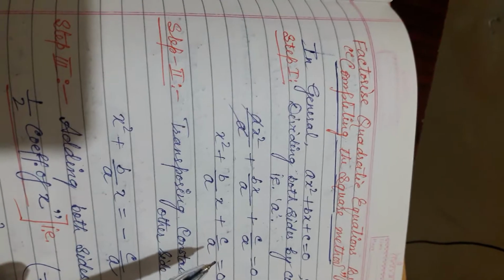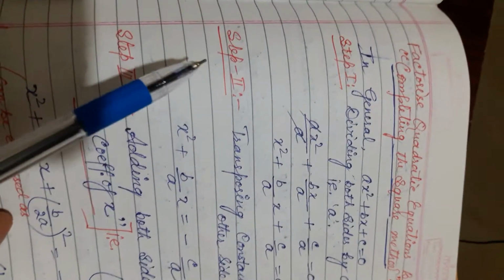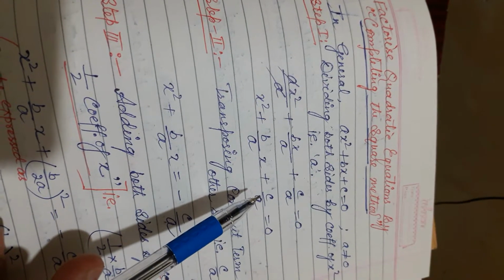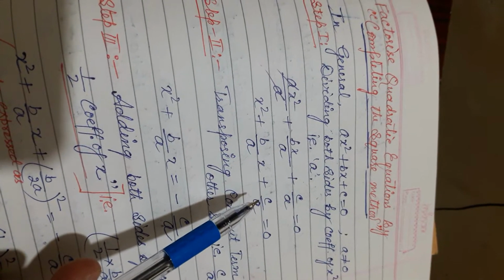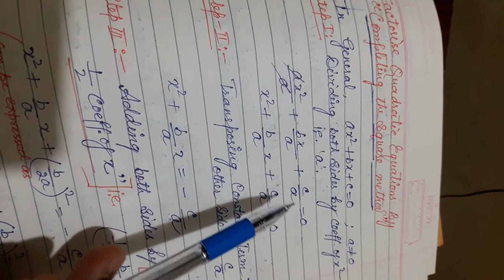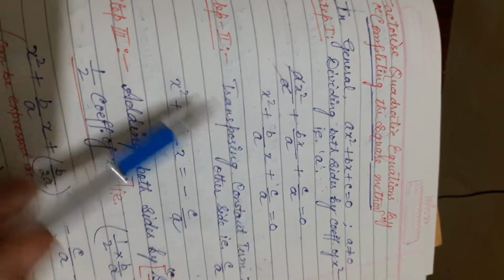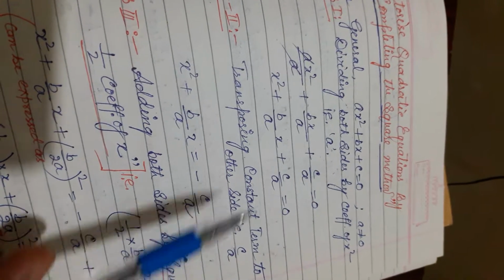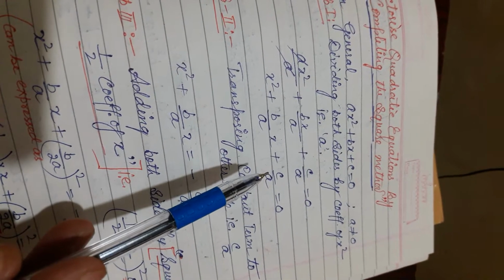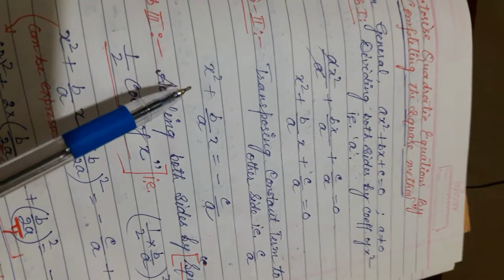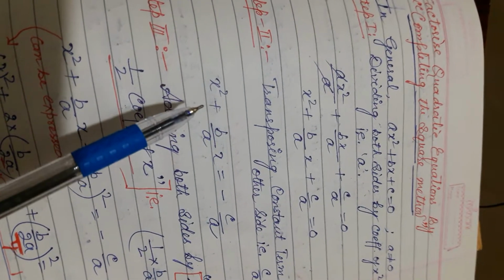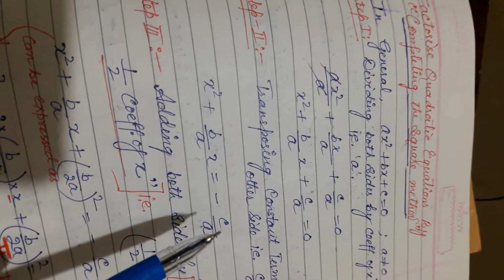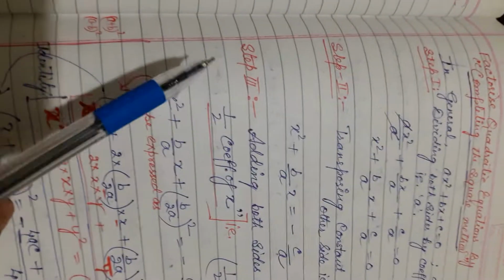This was step 1. In step 2, we transpose the constant term. Whatever equation you have in step 1, in this step you transpose the constant term to the other side. That constant term is c by a, so we are going to transpose this c by a to the other side. So it becomes x square plus b upon a x is equal to minus c upon a. The sign will be changed.